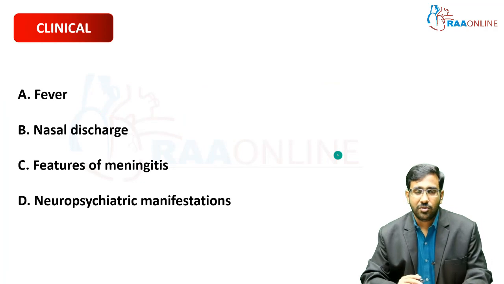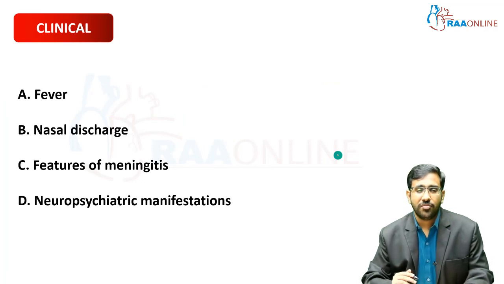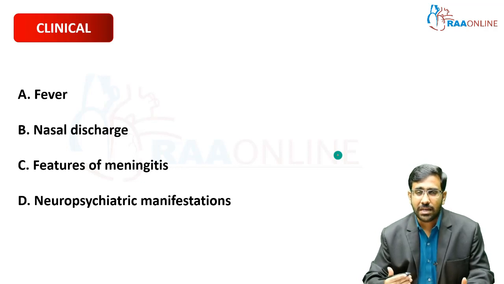Now moving on to the clinical features. The clinical features comprise fever, nasal discharge, features of meningitis and neuropsychiatric manifestations. Whenever we are dealing with an infection or any pathogen, there is an increase in body temperature. So here again the patient is going to have a fever. It could be either a continuous or intermittent type of fever. Most of the time it is going to be a high grade fever, as it causes an invasive infection of the central nervous system, and there is going to be a nasal discharge.